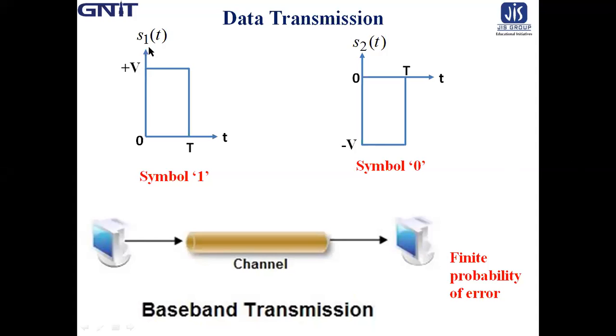For example, 1 may be represented by a voltage plus V held for a time interval 0 to T, and 0 is represented by a signal S2(t) held for an equal time, and the voltage is minus V. In general, these binary digits are encoded so that 1 is represented by a signal S1(t) and 0 is represented by a signal S2(t), each having a duration of T. The resulting signal may be transmitted directly or used to modulate a carrier.